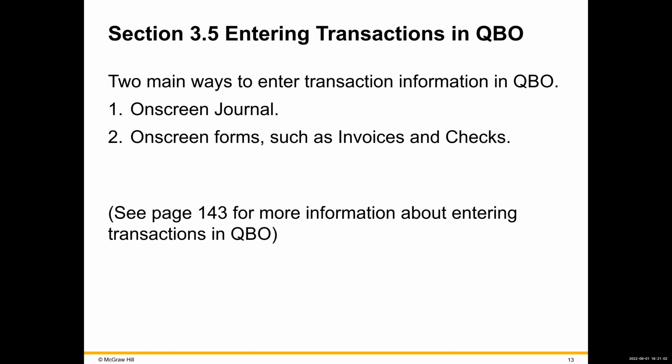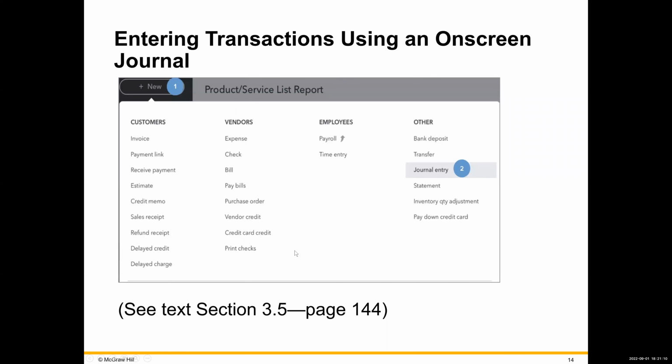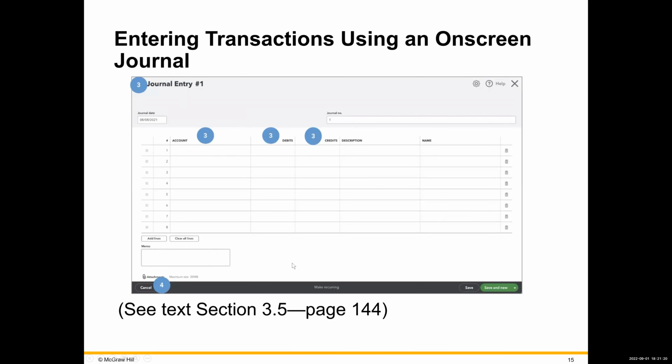So the first one we're going to do here is the on-screen journal. And you're going to love this because it's really easy. To do a journal entry, you hit New. Then you go under Other, Journal Entry. And this pops up. It's the journal that you know and love. You've already done this before. You're going to put in the account and the debit amount. Then you're going to put in the credit account and then the credit amount. That's it. And then you save it.